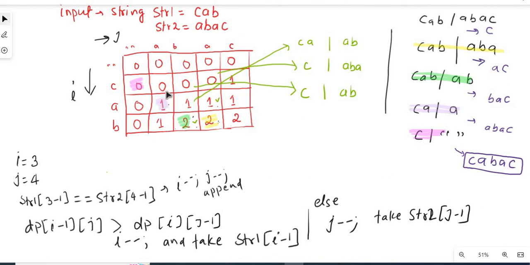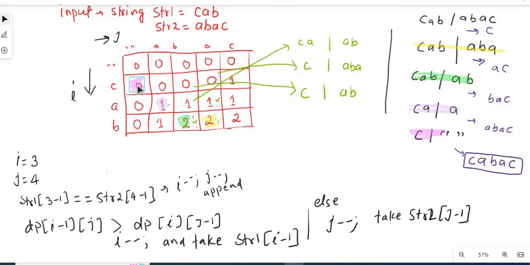Now we check whether a is equal to a. Yes, a is equal to a, so we added this a at the starting, and then i minus 1, j minus 1. Now my execution came here. This is the place we are at. When we land here, it would come out of the while loop, because j has come to 0, and we don't tolerate that.